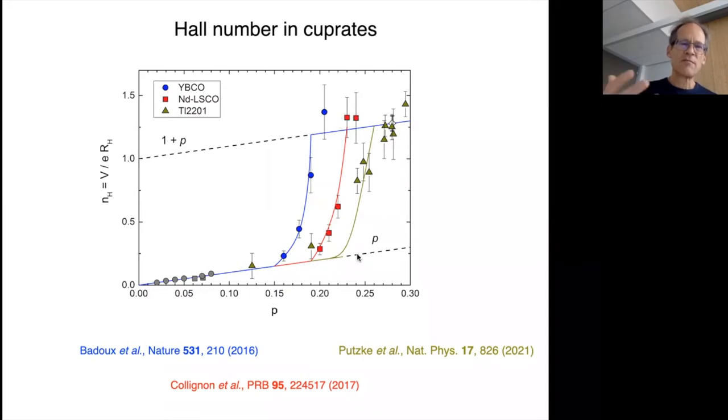Okay, so that's a new signature that one needs to consider for what that phase is. The fact that p star, the value, does change shows that there's a material dependence to the actual value. It's 0.19 in YBCO, 0.23 in Nd-LSCO, and slightly higher in Thallium 2212. Okay, so that's the signature.